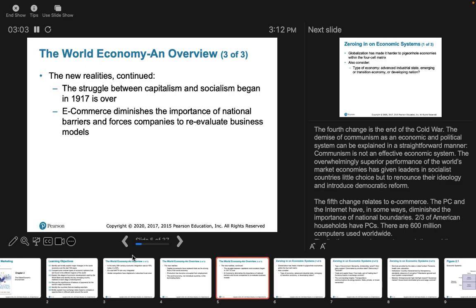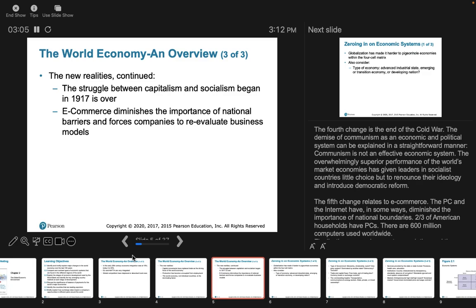Then we also have the struggle between capitalism and socialism. Although this struggle has been on since 1917, since the end of the Cold War and the demise of communism as an economic and political system, it has been seen over time that communism is not an effective economic system.